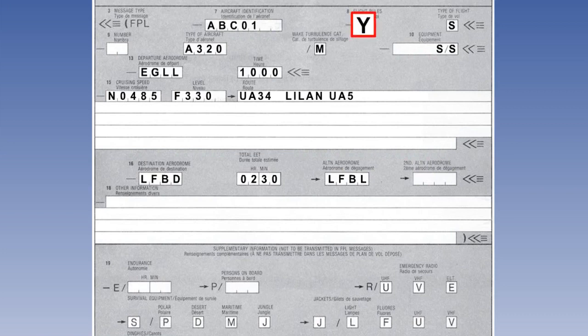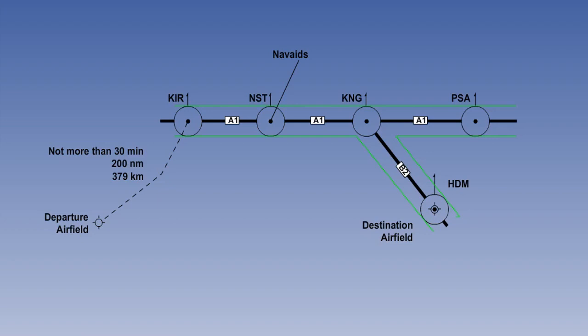Had we put the letter Y in item 8, the point at which the flight rules change would be as shown on the screen. Alternately, if it had been Z in item 8, the position would be followed by IFR. If the whole or part of the flight is conducted outside of designated ATS routes, then the off-airway route is indicated by defining positions not more than 30 minutes flying time or 200 nautical miles or 379 kilometers apart.